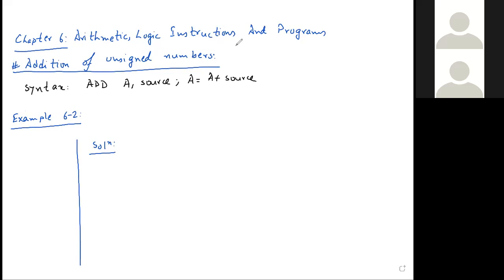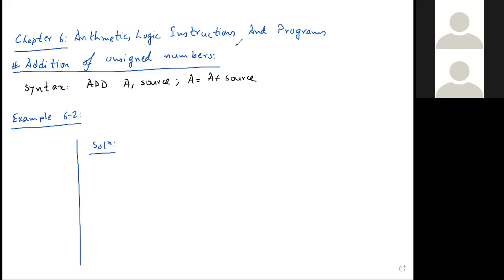Alright, so today we begin chapter 6, which is arithmetic, logic, instructions, and programs. Probably chapter 6 is one of the most important chapters in this course. It is quite a big chapter, and everything over here is actually pretty important. We will begin chapter 6 with the arithmetic instructions, meaning we will deal with addition, subtraction, division, and multiplication. But all of these arithmetic instructions will be carried out only for unsigned numbers.